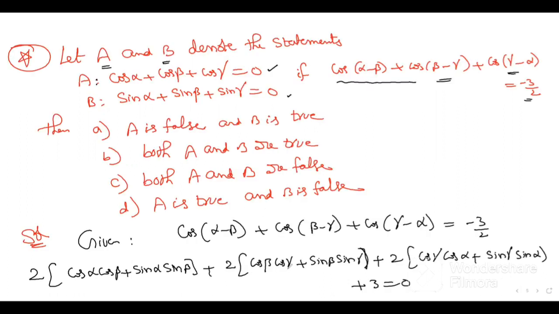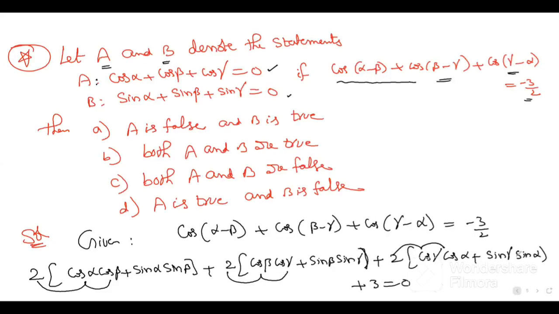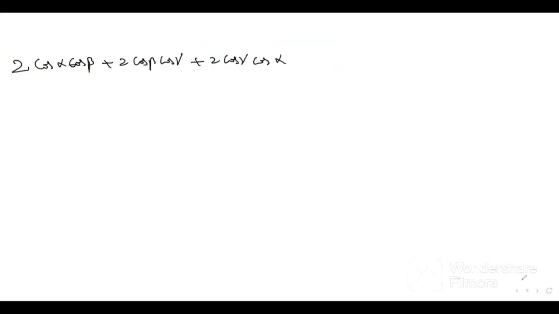So 2 times, here 2 multiplied to all: 2 cos alpha cos beta, here 2 cos beta cos gamma, here 2 cos gamma cos alpha, right? 2 cos alpha cos beta, 2 cos beta cos gamma, 2 cos gamma cos alpha. Okay, right. Here plus 3 there. So plus 3 can be written as 1 plus 1 plus 1.